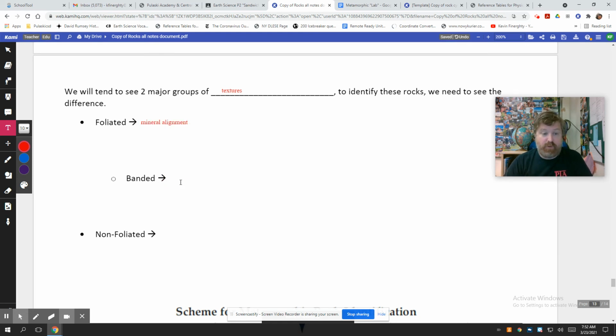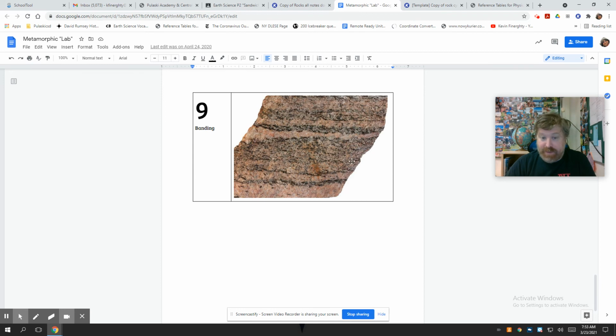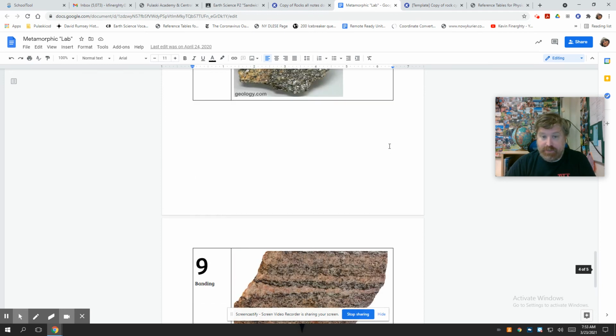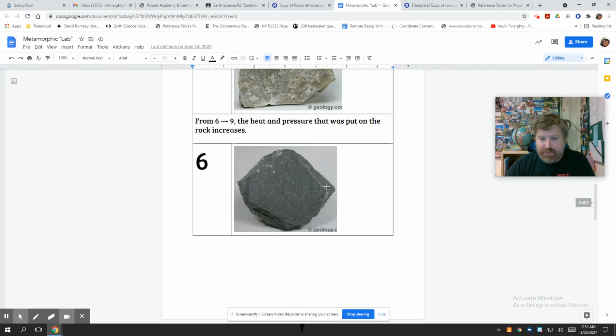Then one type of foliation is that it's banded, which means that it has big, bold stripes. So if in any way you can see minerals line up, it's a foliated rock. Now, in your lab, since you're not going to be able to pick up the actual rocks themselves, like that one, okay, that's banding. That's the big, bold stripes. You can see alignments. 6, 7, 8, 9 are all foliated, but that one doesn't really look like it.